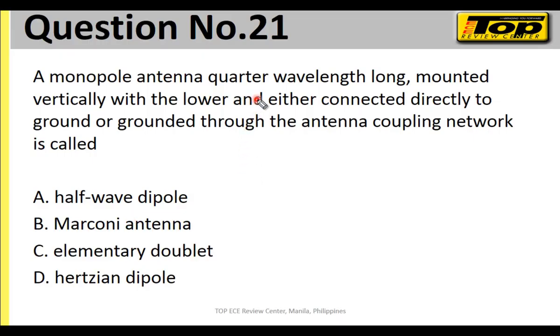Question number 21. A monopole antenna, quarter wavelength long, mounted vertically with the lower end either connected directly to the ground or grounded through the antenna coupling network is called... Madali na ito, no? Yung clue na lang natin is the monopole antenna. And when we talk about monopole antenna, this is a vertical antenna called Marconi antenna. So for question number 21, that's letter B.